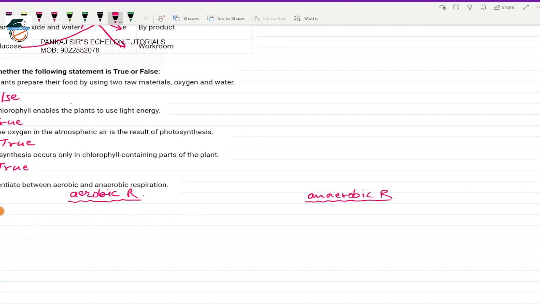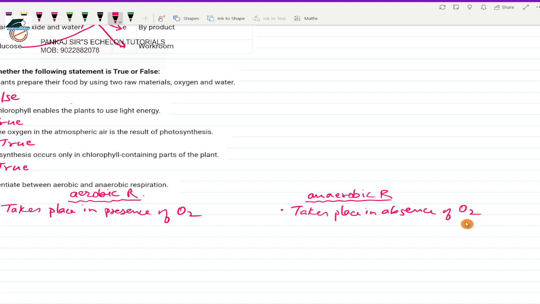Okay, now some 3-4 points let me consider. First point is: this aerobic respiration takes place in the presence of oxygen. That's very important. And this anaerobic respiration takes place in the absence of oxygen or in limited supply of oxygen. So that's the first point of difference.